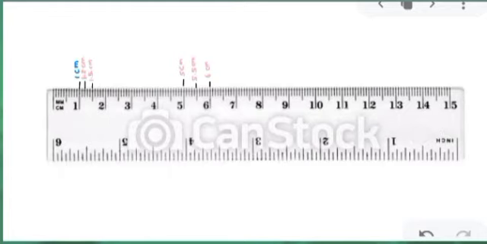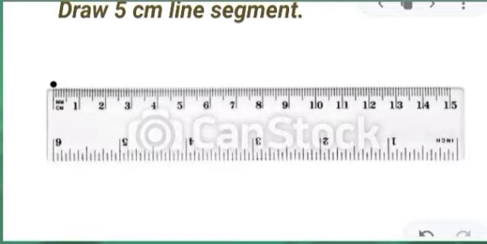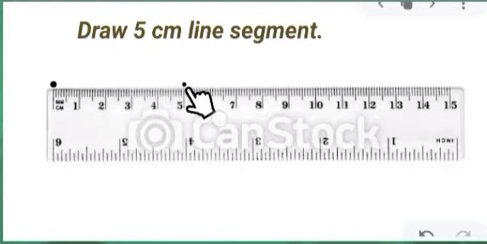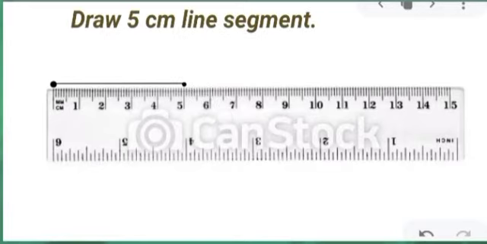If you want to draw a line, first you need the measurement. Here it has given, draw a 5 centimeter line segment. So first you keep a dot and you keep the ruler like this. It must face the 0 point here. 0 centimeter must be placed here. And then I need 5 centimeter. So I can take a pencil and keep one point here. That is the end point. Now I can join these 2 points.